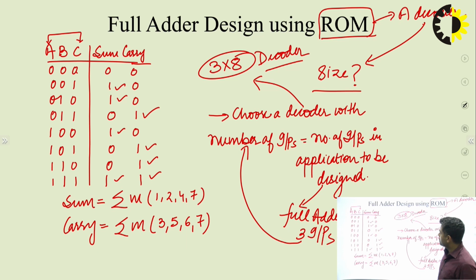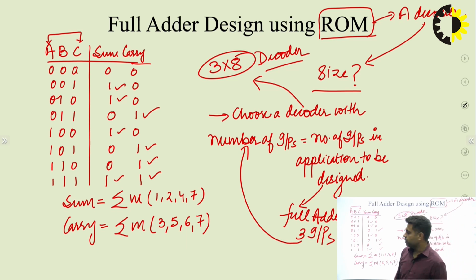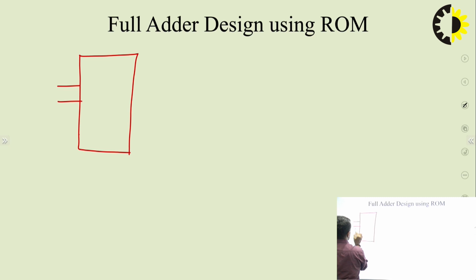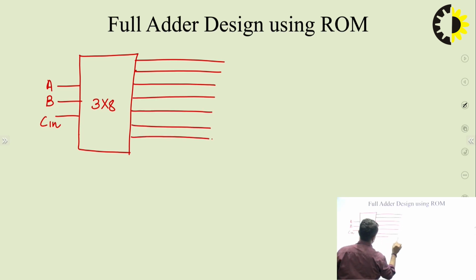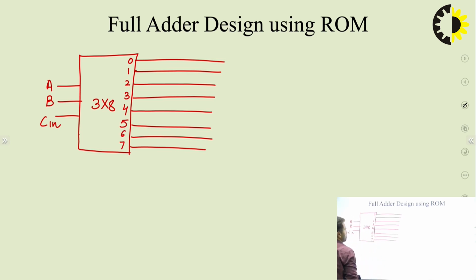Okay. So once it is known that we are going to use a 3 cross 8 decoder, we can proceed with the circuit. So let's take a 3 cross 8 decoder. There will be 3 inputs. These 3 inputs will be my circuit's inputs A, B and C in. This will be a 3 cross 8 decoder circuit which will be giving me 8 outputs: 0, 1, 2, 3, 4, 5, 6 and 7. So these are the 8 outputs.